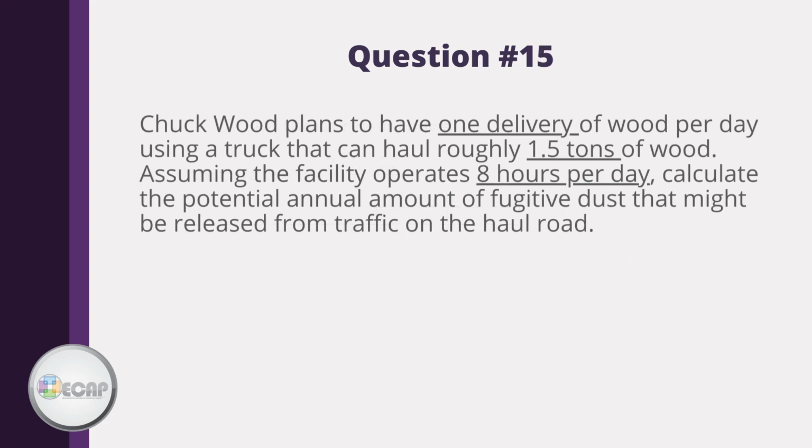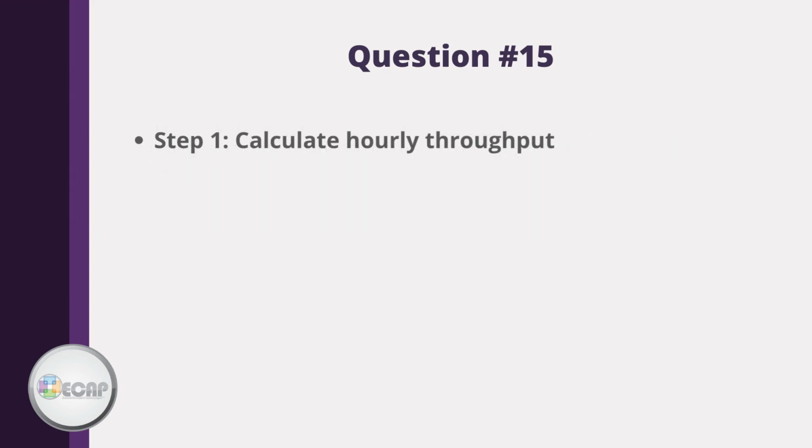Now we can finish out the emission calculation for the haul road. All of the information listed here will help us calculate the throughput on that road. We now know that the facility will have 1 delivery of wood per day using a truck that can haul 1.5 tons of wood, and that the facility will operate 8 hours a day. Our first 2 steps in calculating the emissions associated with the haul road result in going from tons per day to pounds per hour. It is a straightforward process as long as the units are kept straight.